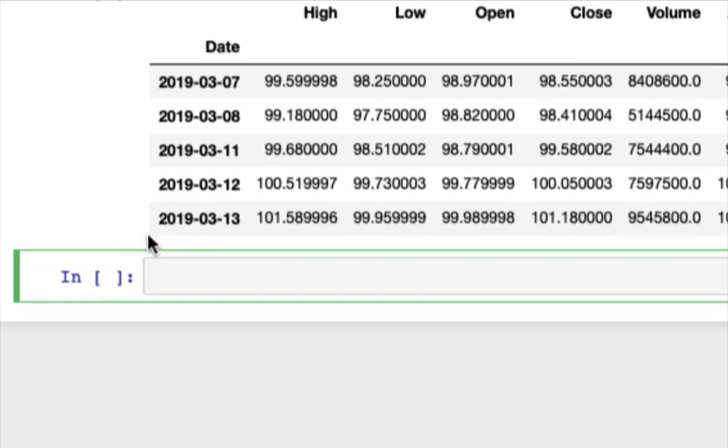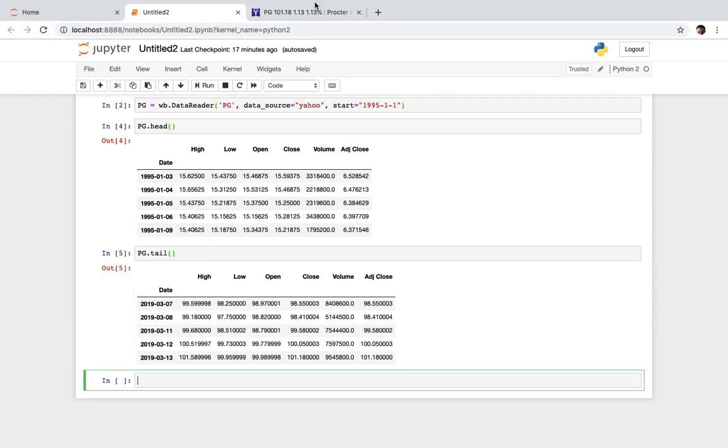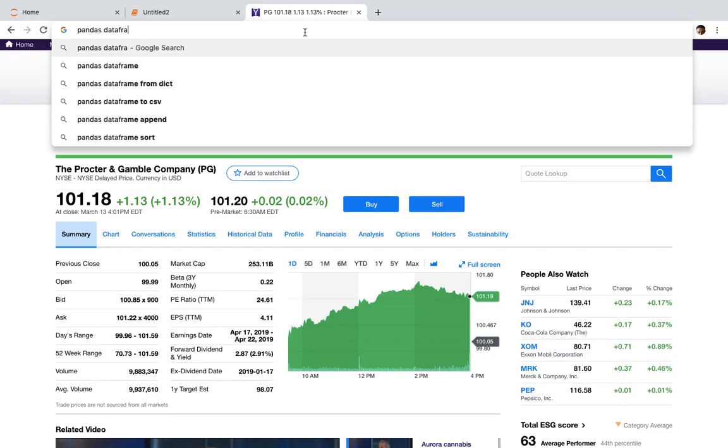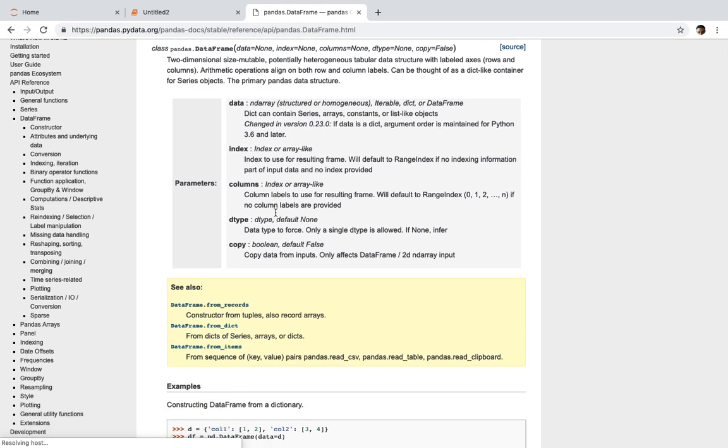Now just to check that you're doing things which are okay. Now you have things in your PG data frame. We have already seen PG info, head, tail. Let's see some little tools to take data from your data frame. The data frame object is a very complex object. Look, pandas data frame. Just to give you an idea, this is the documentation of the data frame object.